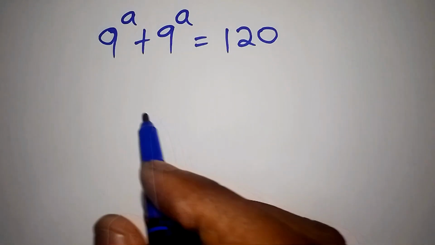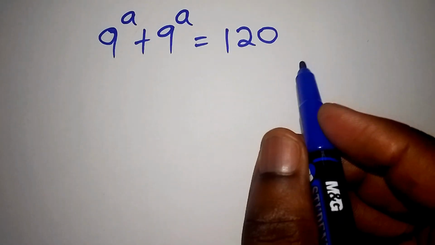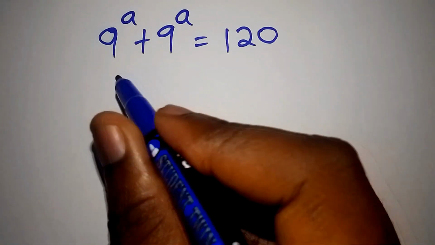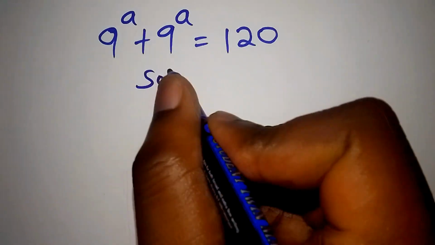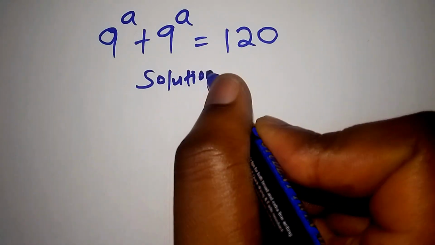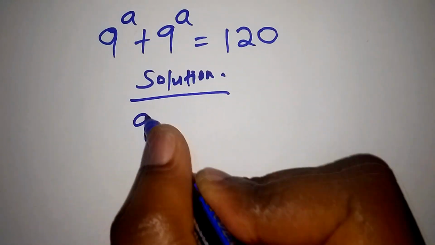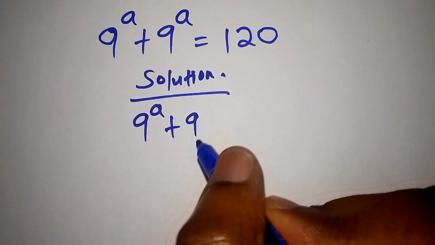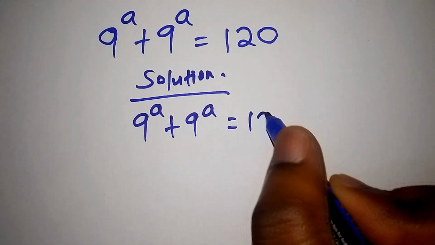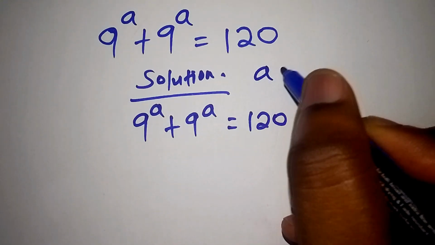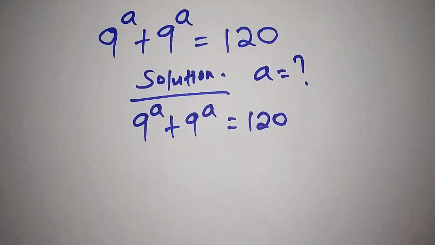Only 1% was able to solve this maths problem right. So let's now check the mistake that they did. So, solution. On solving this maths problem, we have 9 to the power of a plus 9 to the power of a is equal to 120. We are asked to solve the value for a. So how do we do that?